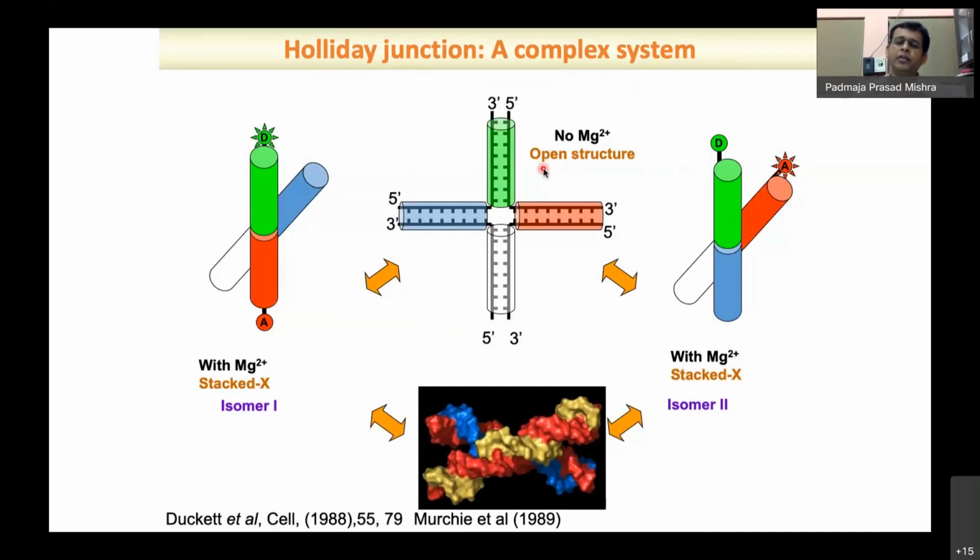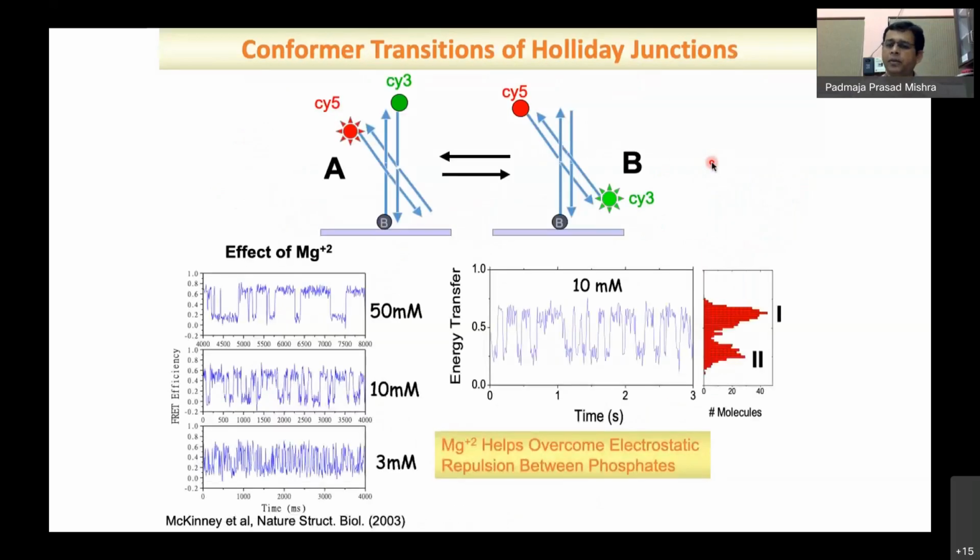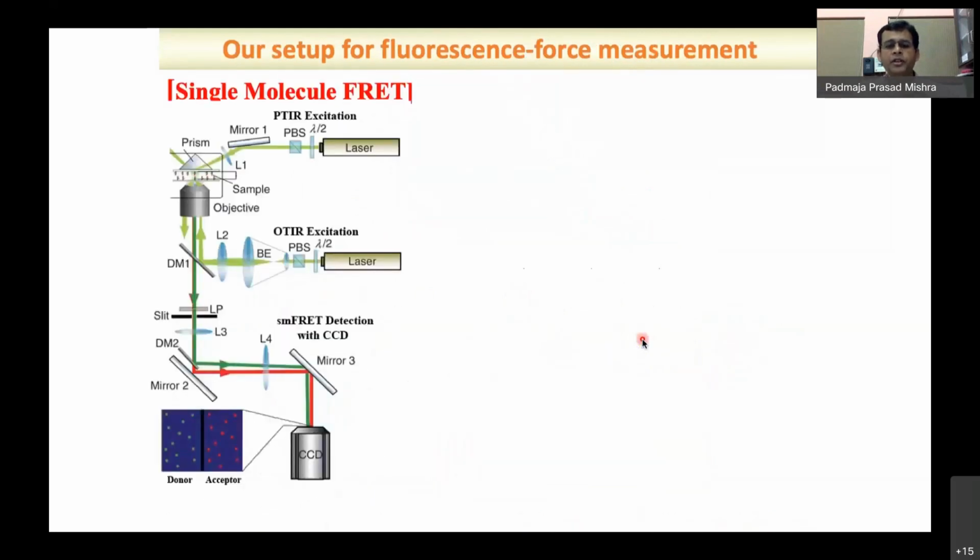Usually when there is no magnesium present in the medium, they give a high FRET. When magnesium is present at some concentration, the branches come closer to each other and they give a low FRET. So this is a very good FRET sensor, and you can even use forces to monitor it. When magnesium increases, it starts fluctuating, and you can see that the high FRET state is eventually shifted toward a low FRET state.